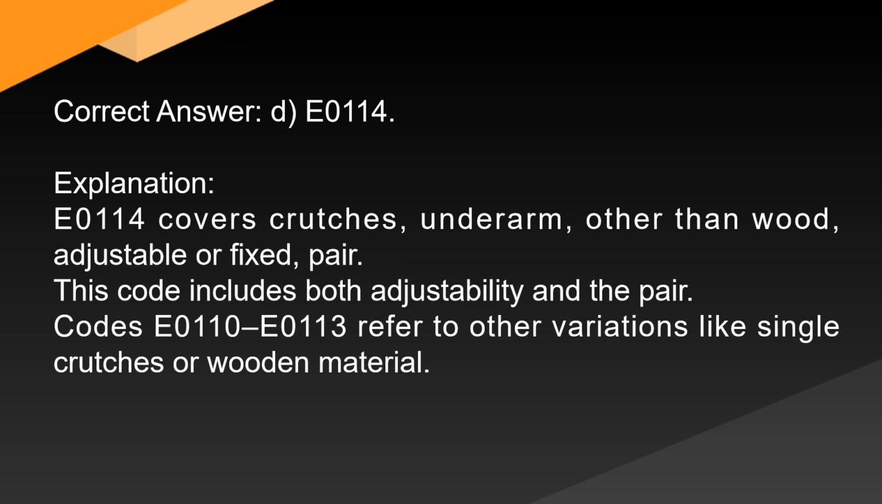Explanation: E114 covers crutches, underarm other than wood, adjustable or fixed pair. This code includes both adjustability and the pair. Codes E110, E113 refer to other variations like single crutches or wooden material.